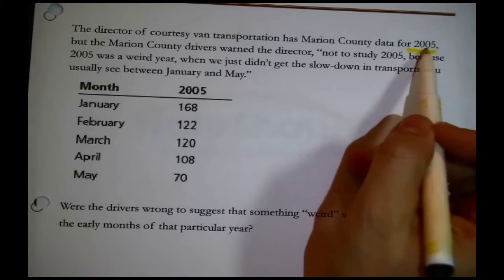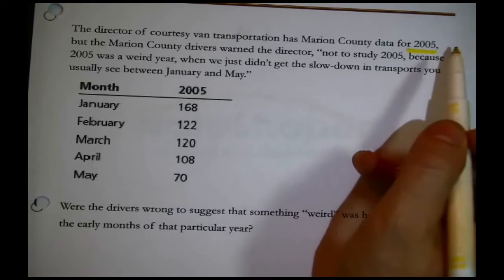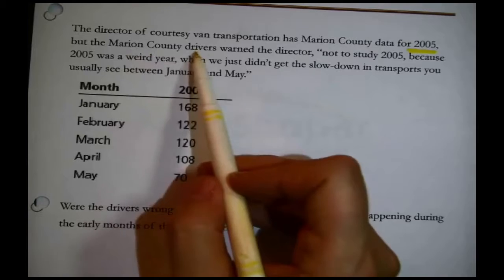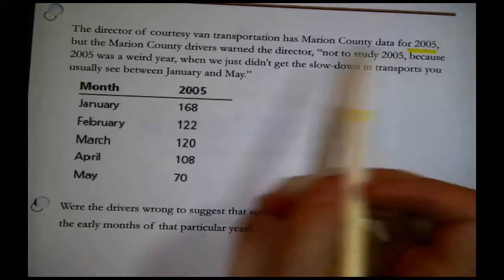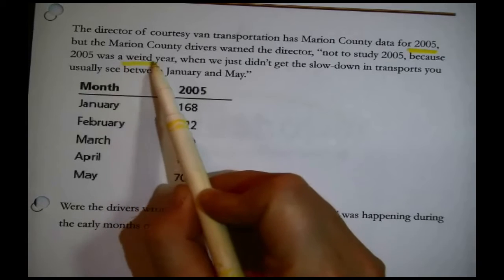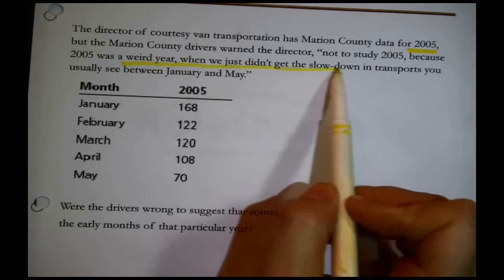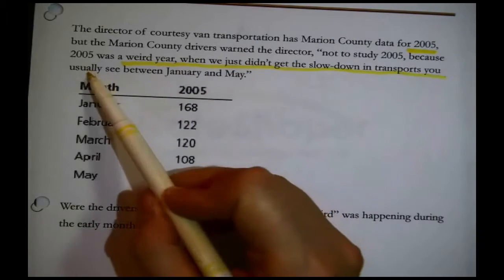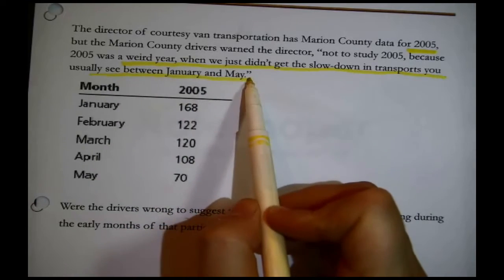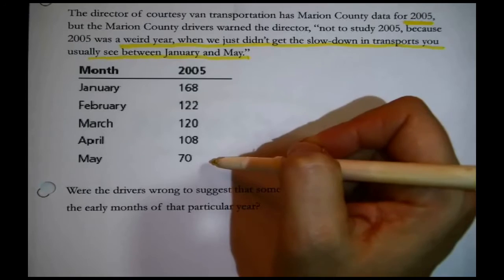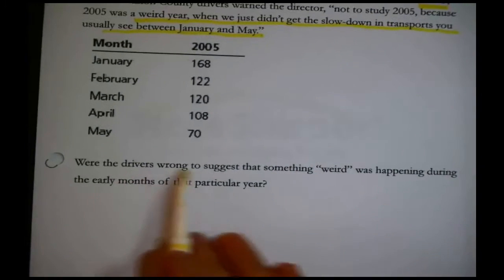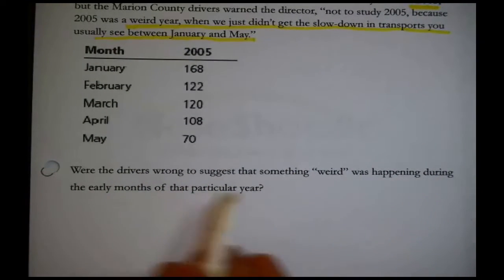Now notice this. This is like history, past history. Okay. But the Marion County drivers warned the director not to study 2005 because 2005 was a weird year when we just didn't get the slowdown in transports you usually see between January and May. Oh, all right. Now this is the actual data right here. The question is, were the drivers wrong to suggest something weird was happening during the early months of that particular year?